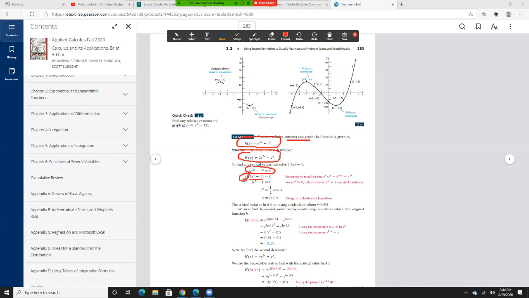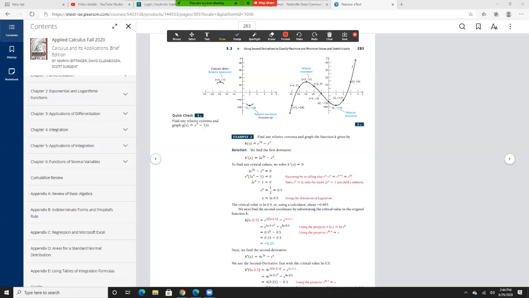So the question is, for what value of x would 2e to the power of x minus 1 equal 0? And if you solve, you realize that x would have to be the natural log of 1/2. So the natural log of 1/2 ends up being our only critical point on this graph. And then they took the second derivative.